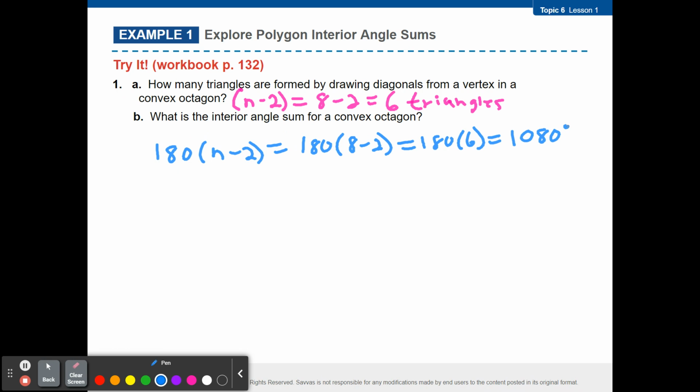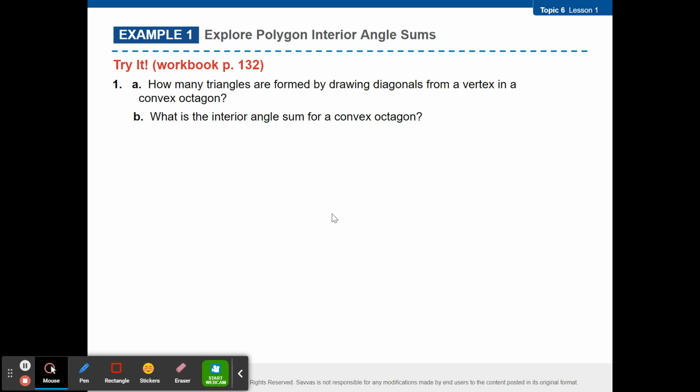Okay, so this just says a convex octagon. Does it say anything about it being regular? No. So this is our answer. There is nothing to divide here because it is not a regular polygon. Okay? Questions on that one? All right, let's move on to the next part.